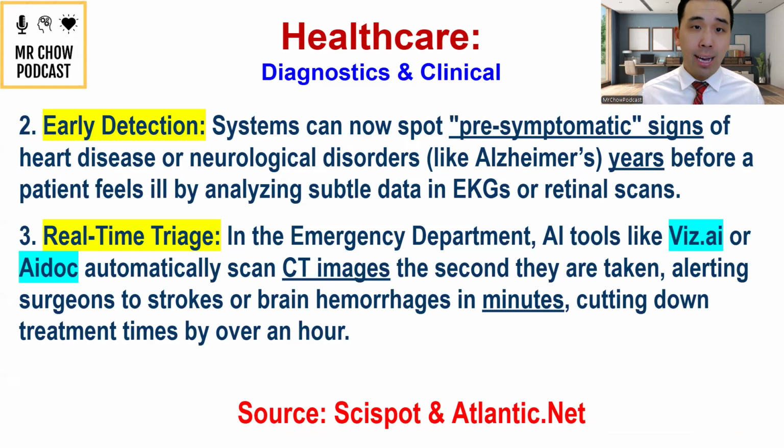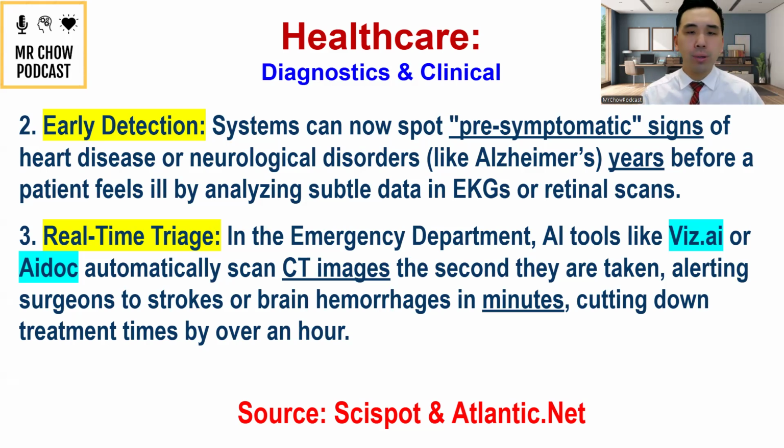Early detection, which is huge in healthcare. Systems can now spot pre-symptomatic signs of heart disease or neurological conditions like Alzheimer's years before a patient feels that. Even EKGs, and we'll talk about that in a bit, but in the past, doctors have even counted EKGs on their own, but now you just plug into an algorithm and the EKGs can immediately be given in a numerical sense to the doctor. So that's huge.